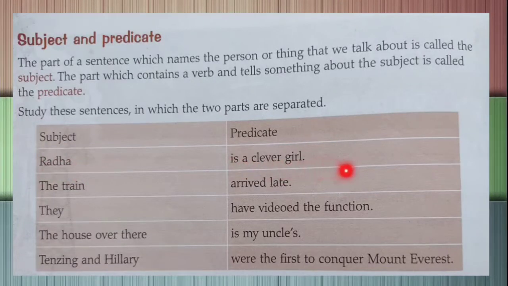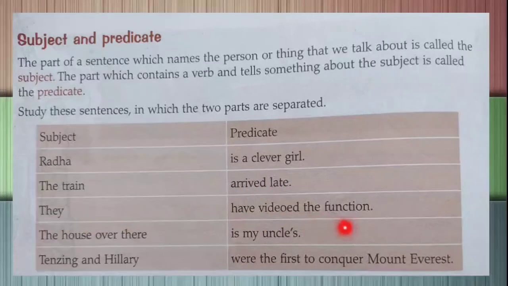Radha is a clever girl is a full sentence. But here they have written it in separate form, so you can easily understand what is subject and what is predicate. Radha is the name of a person, it's a noun. Is a clever girl: is is a verb, a helping verb. So is a clever girl is more information related to Radha, that's why it's known as predicate. The train arrived late. The train is a noun, so it's a subject. Arrived is a verb, with more information related to the subject, the train. So it's a predicate.